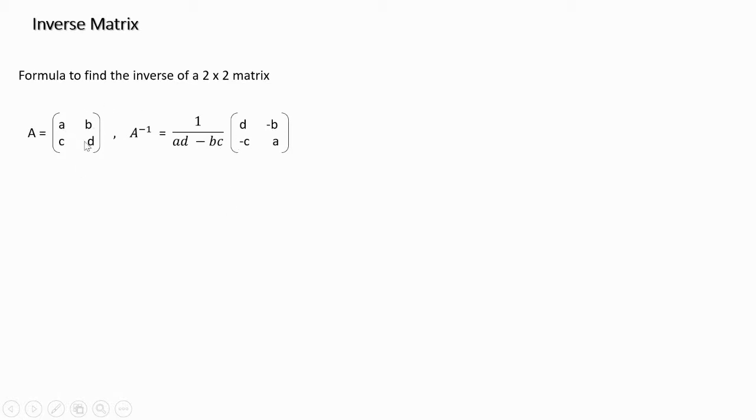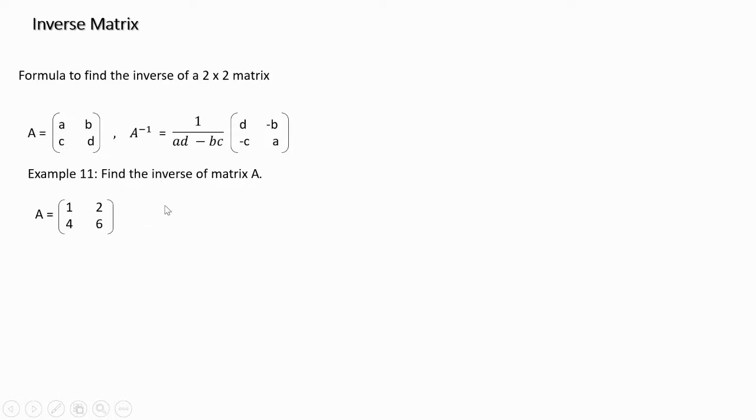And then these two, you switch them. You see, the D goes there in the upper left corner, and the A goes to the bottom corner. And these two, you switch signs. That's how you get the inverse. And this would be my inverse. Whatever you get here, you multiply times every element. Okay? Find the inverse of matrix A.